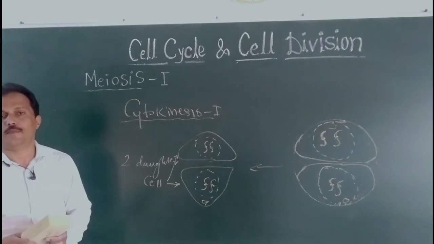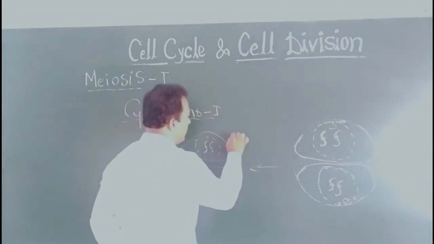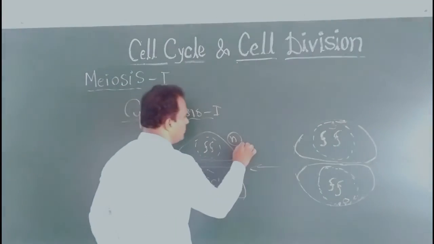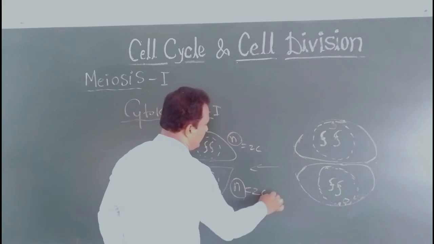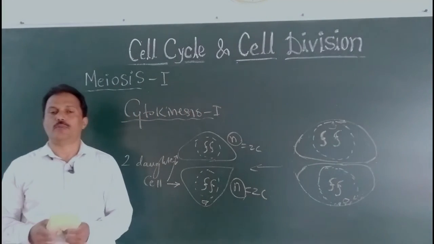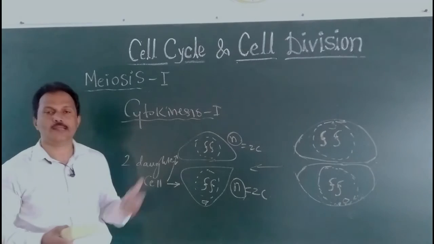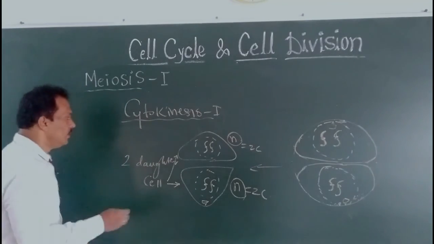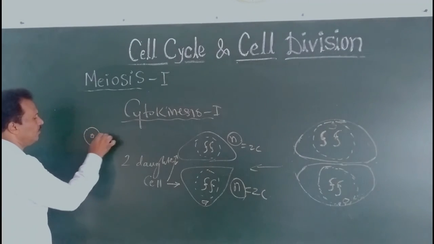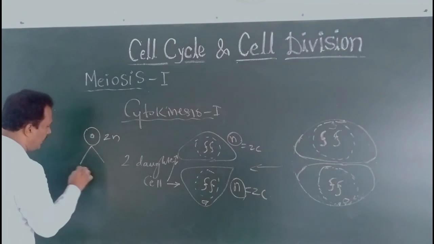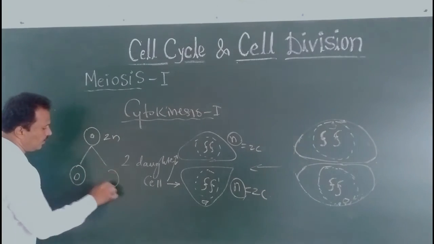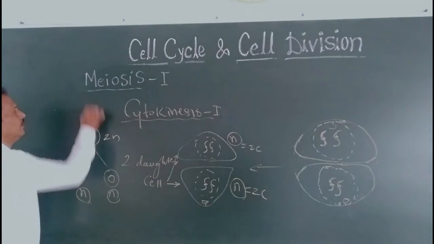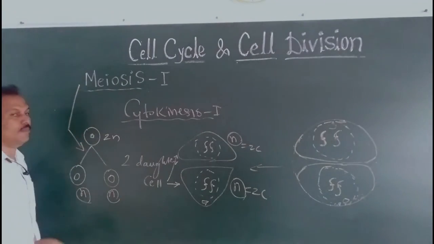It's a very important point. These two daughter cells are at one end and another end. Here you will find two chromosomes, 2C and 2C. Generally, when we talk about cytokinesis at the end of meiosis 1, a single meiocyte which was 2N earlier has given two daughter cells with single N and single N. That is the result of meiosis 1.